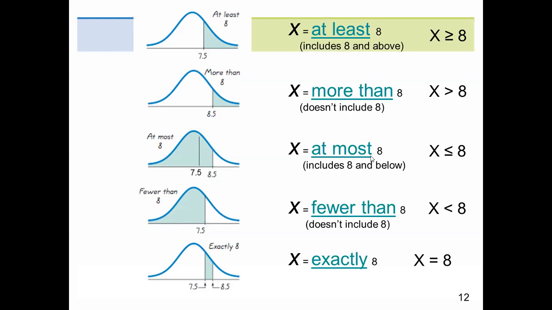You don't want 9 or 10. You want at most 8. So this translates to X less than or equal to. All right. So X less than or equal to includes 8. So I got to start here at 8.5, excuse me, and go to my left.